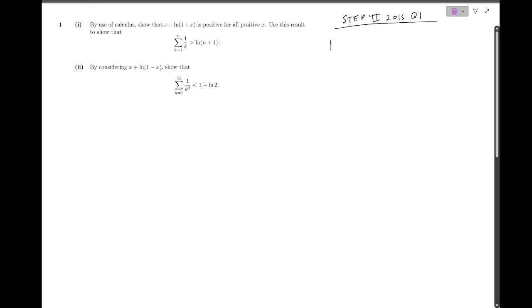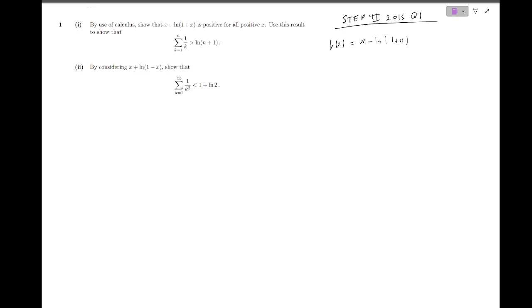So f of x equals x minus natural log 1 plus x. It's just good to define it to begin with. And we want to show that it's positive for all positive values of x, which essentially means we just want to show that the function is positive for x greater than 0.